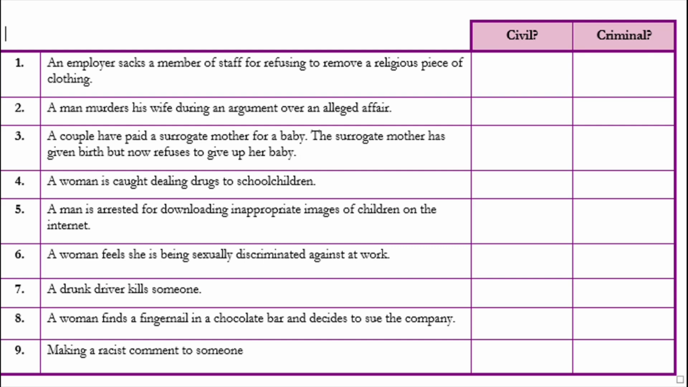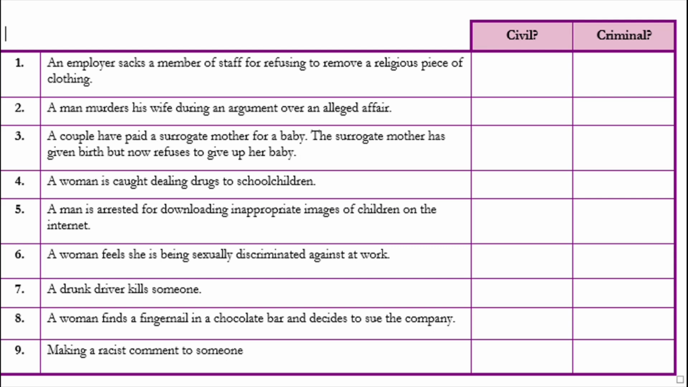Number 1. An employer sacks a member of staff for refusing to remove a religious piece of clothing. Number 2. A man murders his wife during an argument over an alleged affair. Number 3. A couple have paid a surrogate mother for a baby. The surrogate mother has given birth but now refuses to give up her baby. Number 4. A woman is caught dealing drugs to school children. Number 5. A man is arrested for downloading inappropriate images of children on the internet.